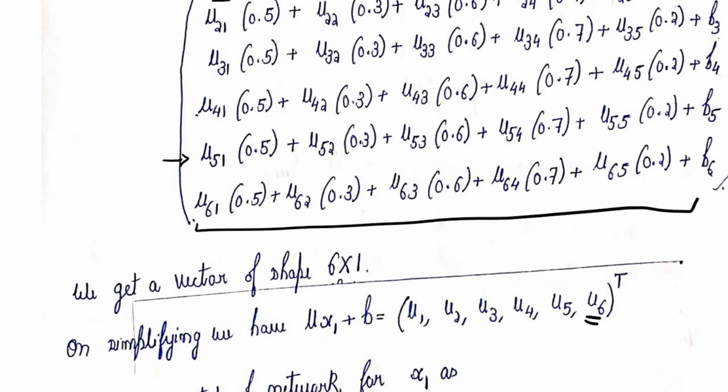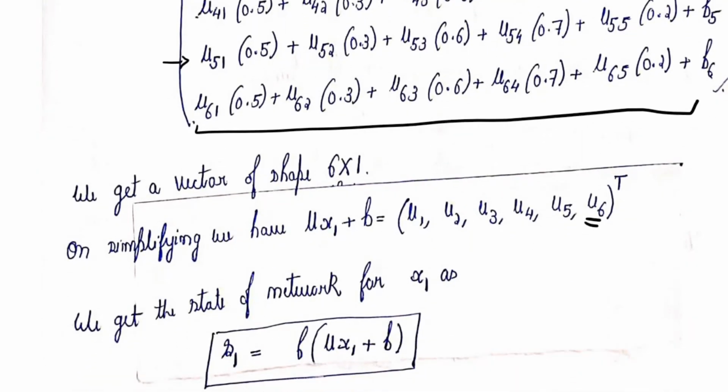We proceed further to apply an activation function on top of the results obtained, and we get something like this. So f is an activation function. f could be sigmoid, f could be ReLU, f could be tanh, anything.